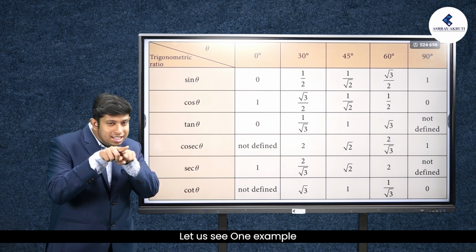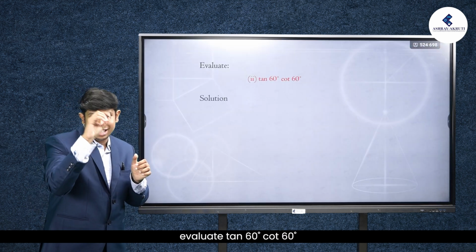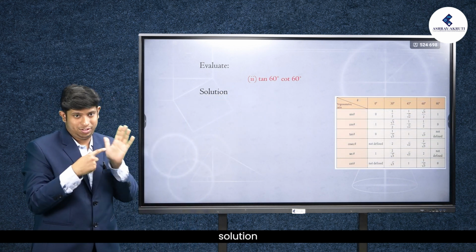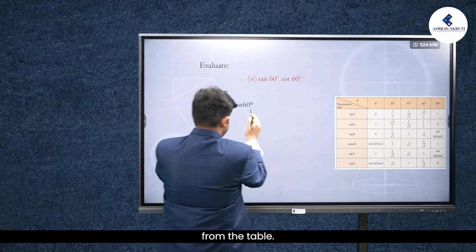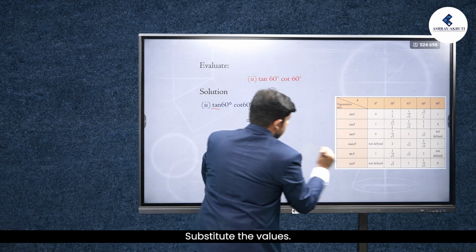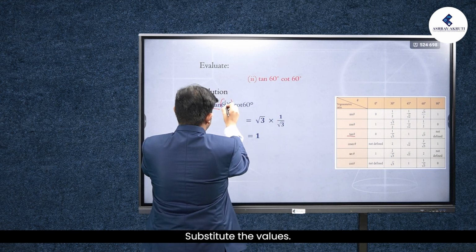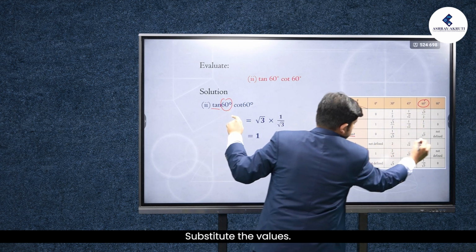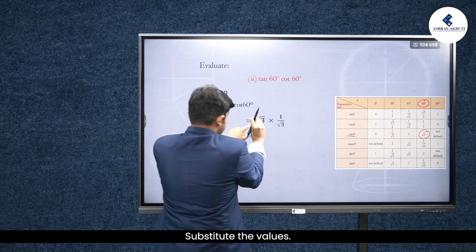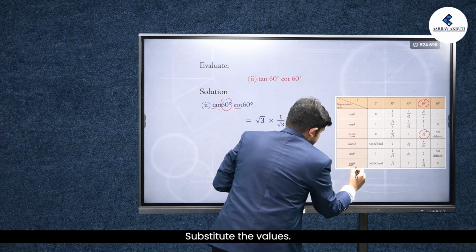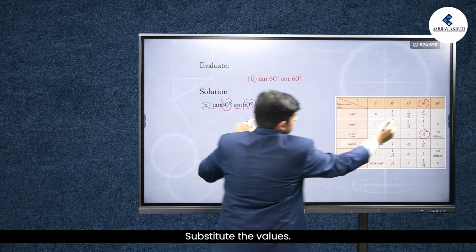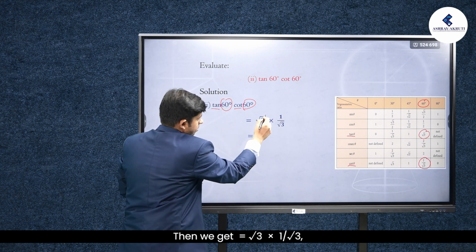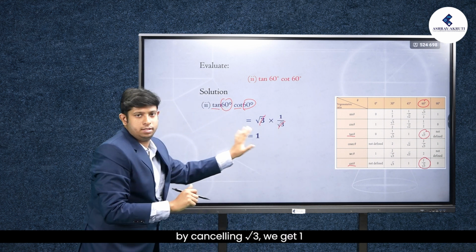Let us see one example. Evaluate tan 60 degrees into cot 60 degrees. Solution. From the table, substitute the values. Then we get root 3 into 1 by root 3. By cancelling root 3, we get 1.